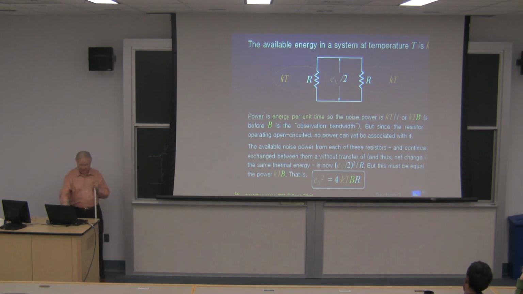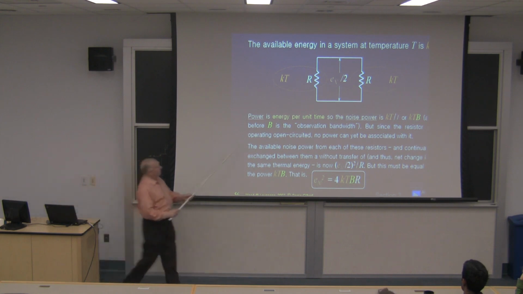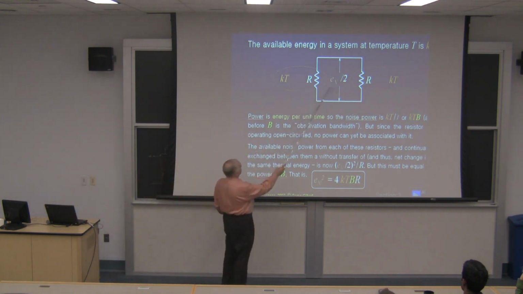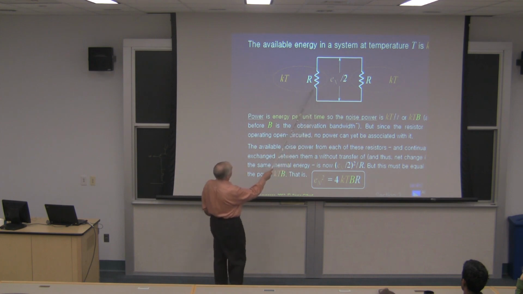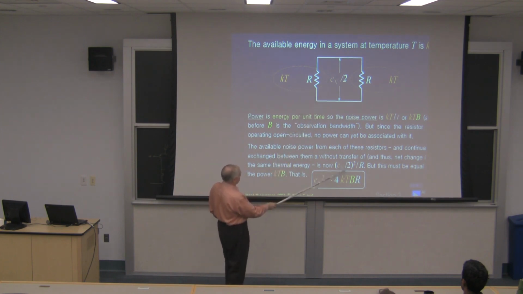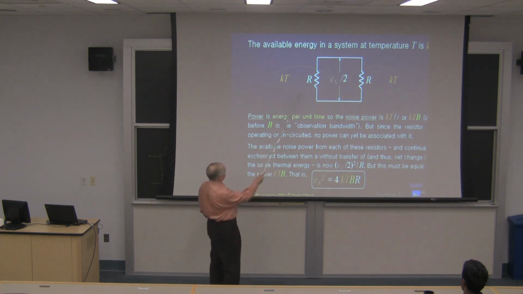That's the En upon 2 squared. This is V squared over R, is what I'm trying to say. So this is a V. I'm pointing, I'm sorry. This is the V, and we square it, and then the power in each resistor is En over 2 squared over R. But this has to be equal to KTB, because that's all the energy we've got to talk about here.